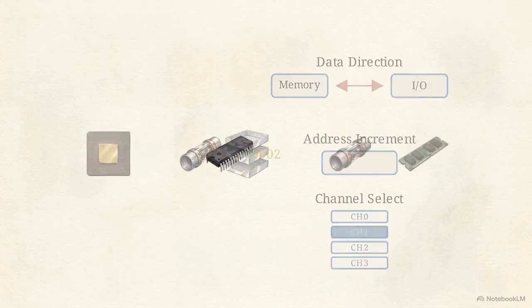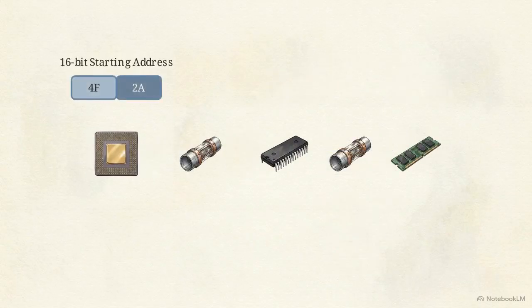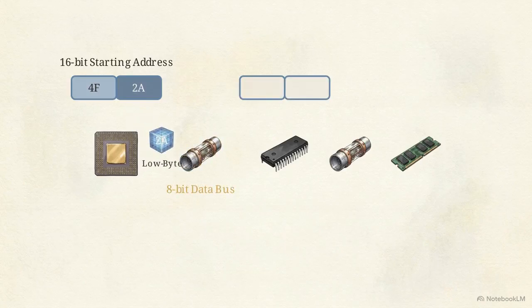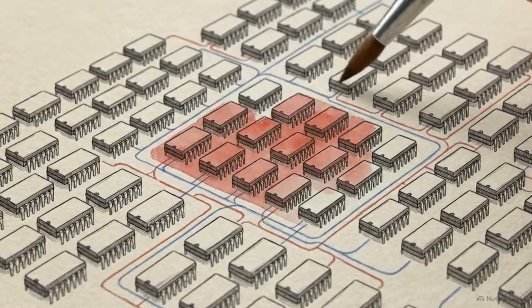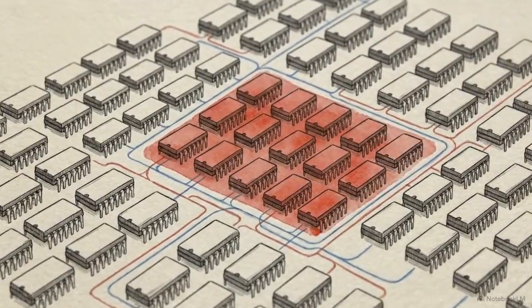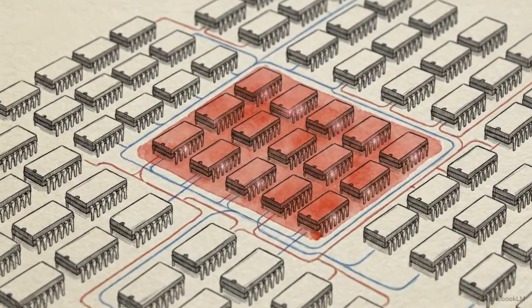The CPU specifies the target memory location by loading a 16-bit starting address. Because the data bus is only 8 bits wide, the CPU executes two sequential write operations, first sending the low-order byte, followed immediately by the high-order byte. Following the address, the CPU sends a 16-bit value to the word count register, defining the exact size of the data block to be transferred.